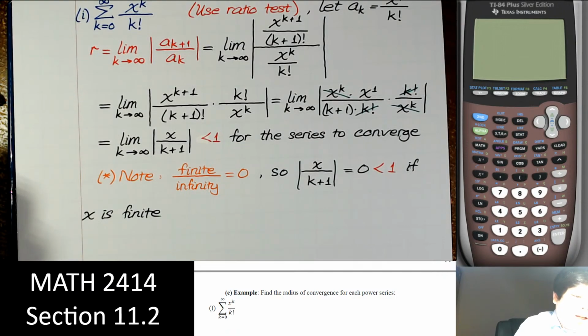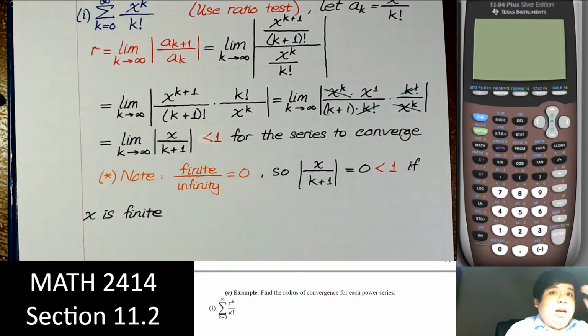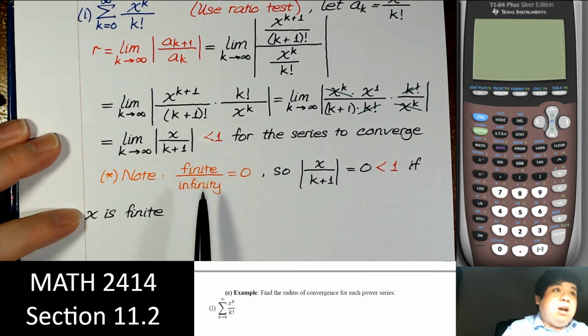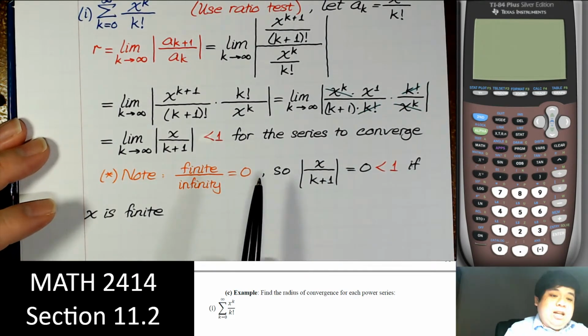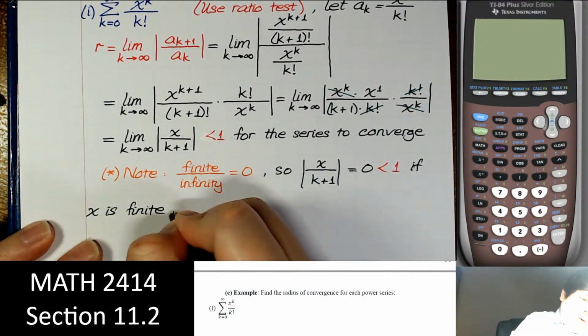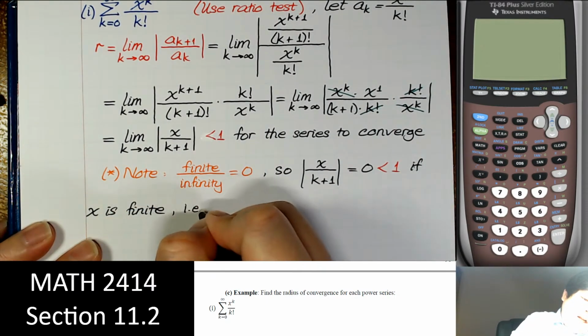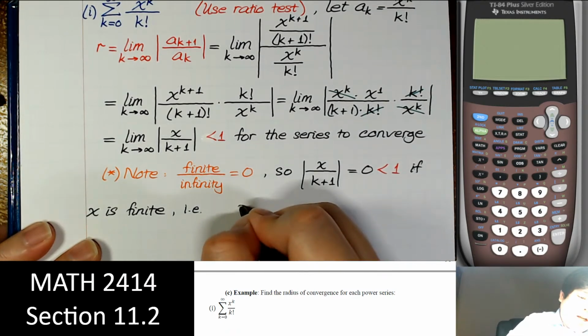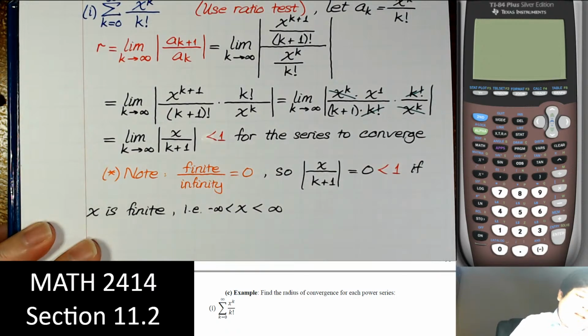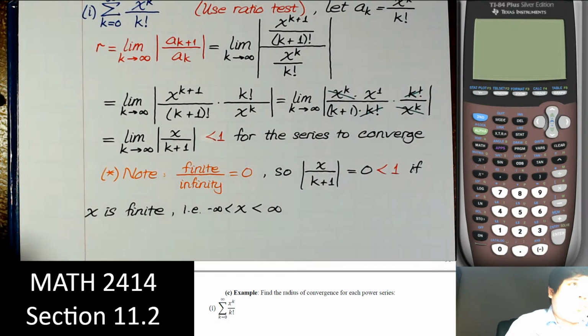Of course, if x goes to infinity, infinity over infinity is indeterminate. We don't know what happened. But if it is finite, then finite divided by infinity is 0, and 0 of course is less than 1. So when x is finite, usually when we say finite, we say x is between negative infinity and infinity.